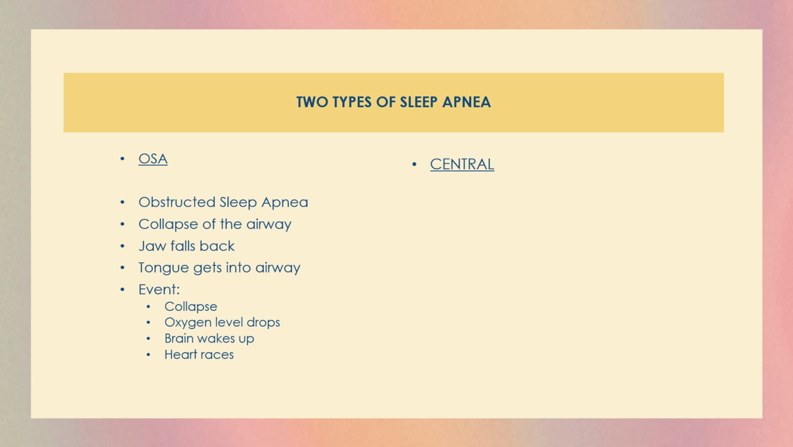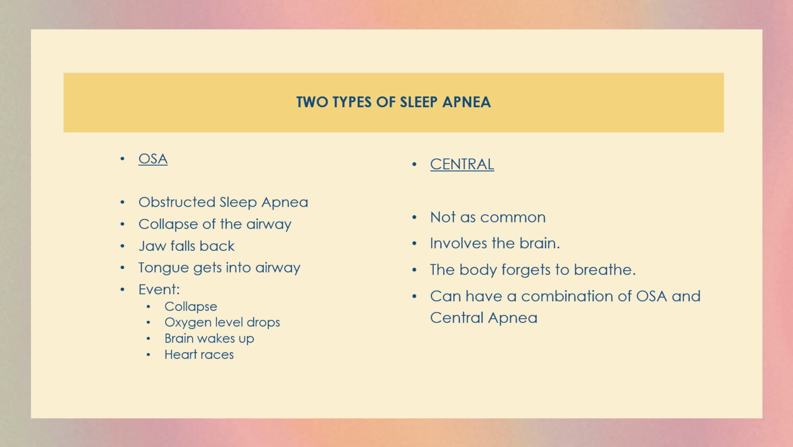The other type of sleep apnea is called central. Central is a completely different animal. It's not as common. They say about 1% of patients will have this type of sleep apnea, and it involves the brain. Basically, the brain forgets to tell the body to breathe. Unlike obstructive sleep apnea, where we have that obstruction and we can treat it with our oral appliance, we can't treat central sleep apnea. That is going to have to be a CPAP. But the other news is some patients can actually have both. They can have obstructive sleep apnea and central sleep apnea.